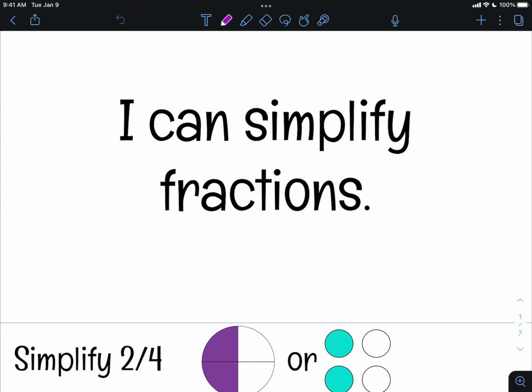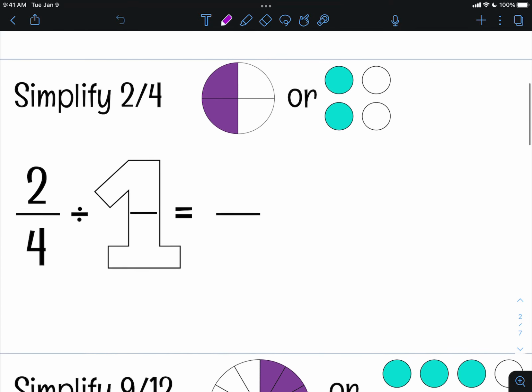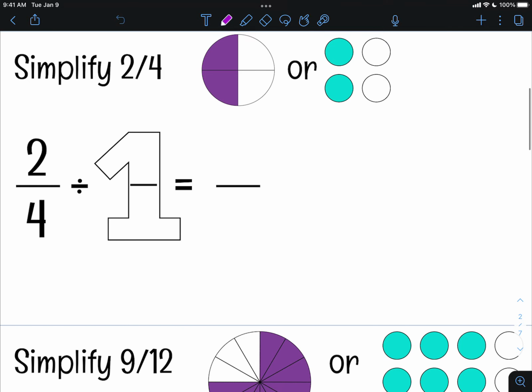I can simplify fractions. So let's say we have 2/4. So we have 4 equal parts and 2 of them are shaded in. We can divide 2/4 by 1. And when we divide it by 1, it's still going to be 2/4, but we can make it look different.